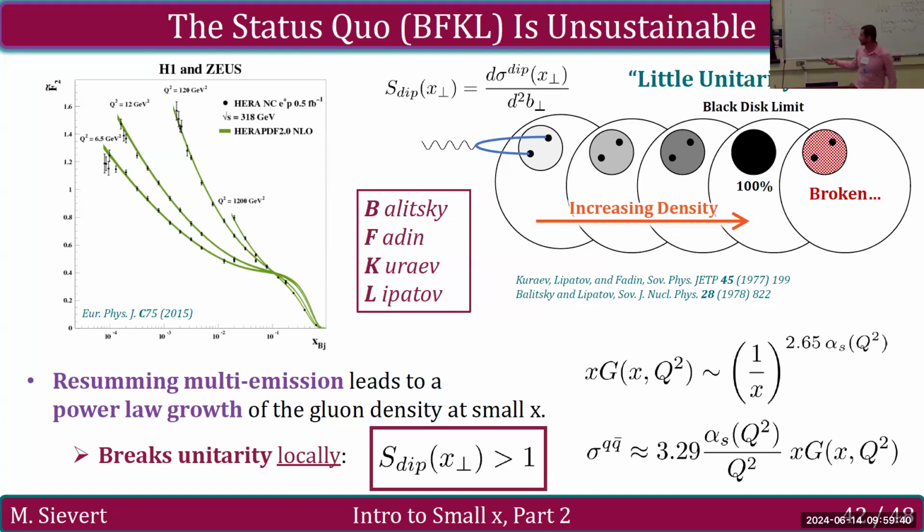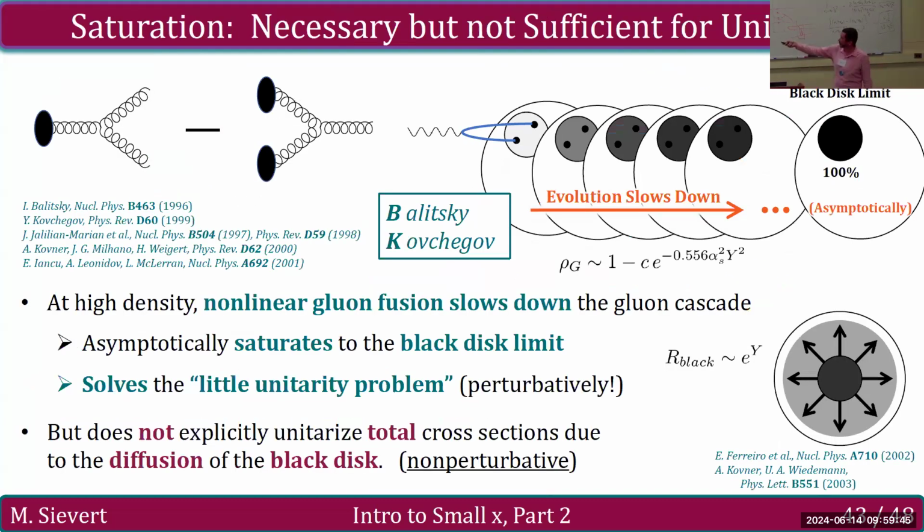I refer to this as the little unitarity problem. How does gluon saturation solve it? Those nonlinear corrections that we discussed slow down the evolution so that you never reach 100% on the S matrix, or sorry, the T matrix at finite kinematics. Only at infinitely high energy would you saturate to 100% density. And so there's no blowing past the unitarity limit. So gluon saturation solves the little unitarity problem, which is great.